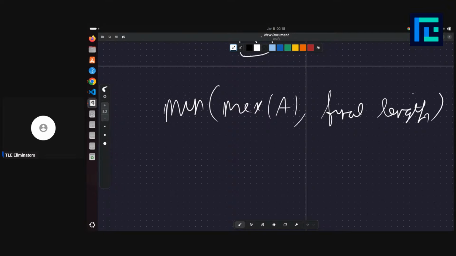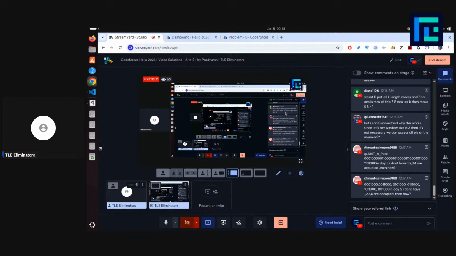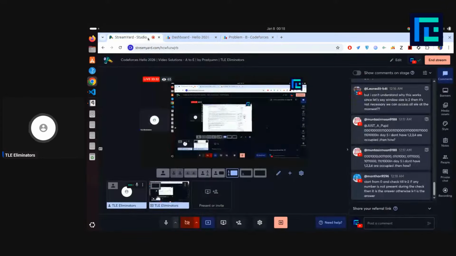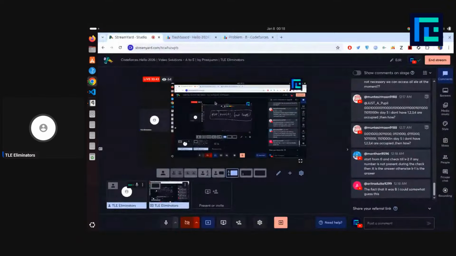Do you guys get how I got this answer? Yes, I am explaining that. I did not say that it is the answer for the problem that was in the contest. I just said that this is the answer for the problem that I gave you. Even though the answer is correct for the problem in the contest as well, we'll get to that later.